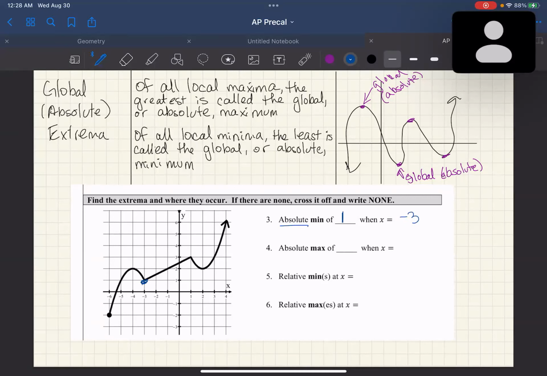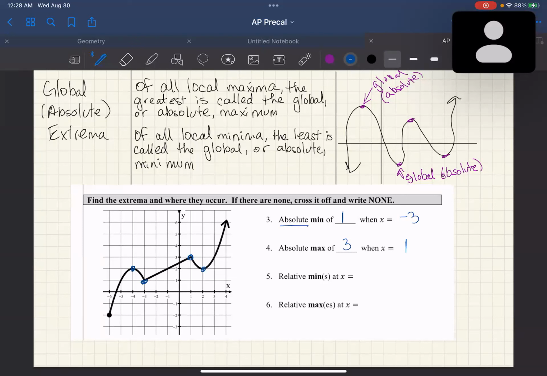Then I have an absolute maximum. So in this case, I have two maximums, one right here, one over here. Oh, this was another minimum. I forgot that's another minimum, but it's not the absolute. I have here one maximum, two maximum. Again, the maximum is going to be the tallest one, which is going to be when it is a maximum of 3 when x equals 1.